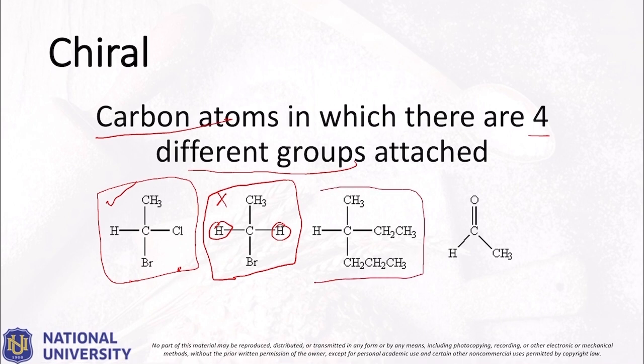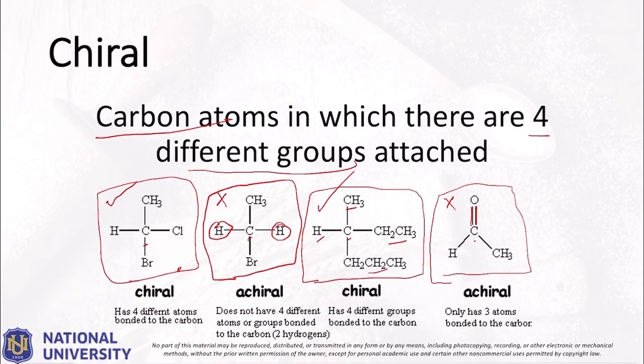Next one. Are 4 different groups attached to the carbon? Yes. So, they are different, and it is chiral. Then lastly, when it has a double bond, it is no longer different, right? It is just one. So, this is not a chiral center. That carbon. So, again, this is chiral, this is achiral, then chiral, and achiral.